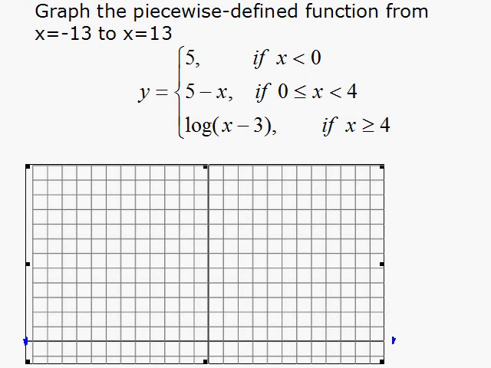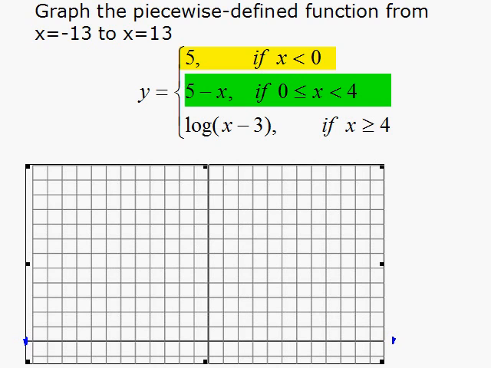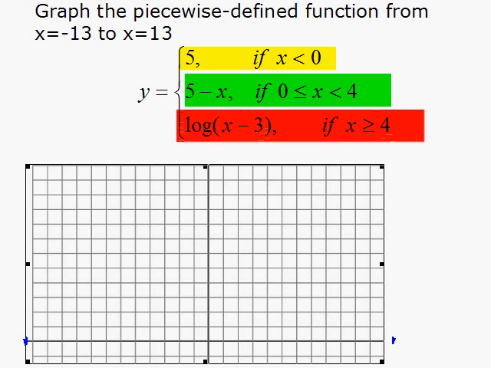A piecewise function, as you remember, has some sub-problems to it, each one based on a line in the definition of the function. So here's the first line. This says that y is 5 if x is less than 0. The next one says that y is 5 minus x, but only between 0 and 4. And the third one says that y is the log of x minus 3 for x greater than or equal to 4. You graph each separately, right?